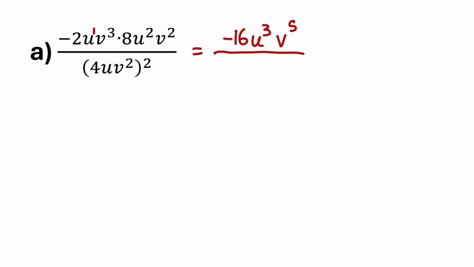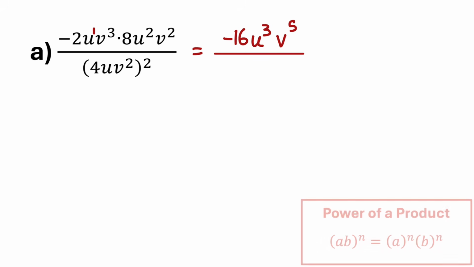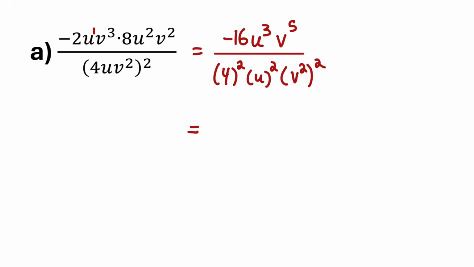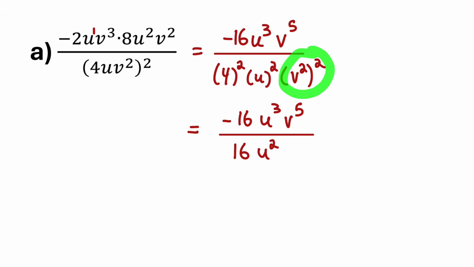And now into the denominator, I have a power of a product. The base is a product of 3 factors, a 4, a u, and a v squared. So I have to apply that exponent of 2 to all of them. And then simplifying this, I'll leave the numerator the same. And in the denominator, I have 4 squared, which is 16, u squared, and then v squared to the power of 2. Multiplying those exponents, I get v to the power of 4.